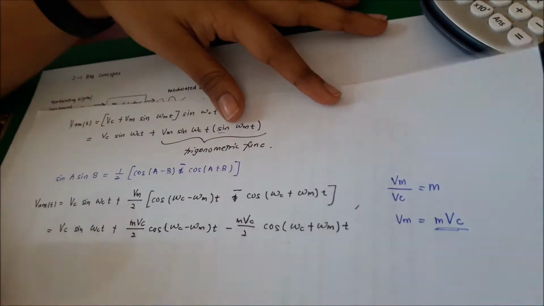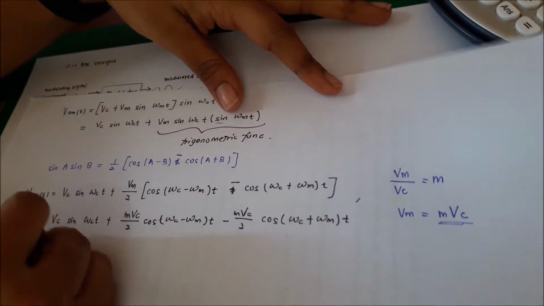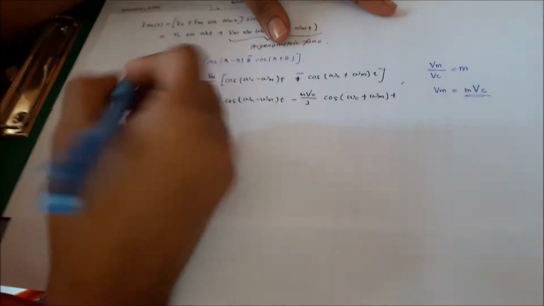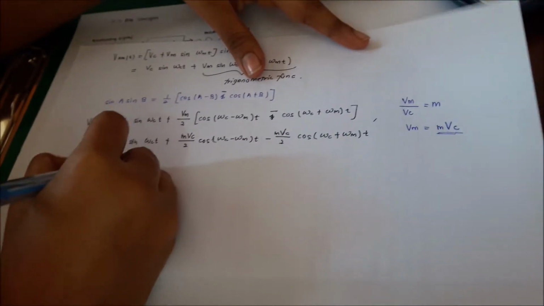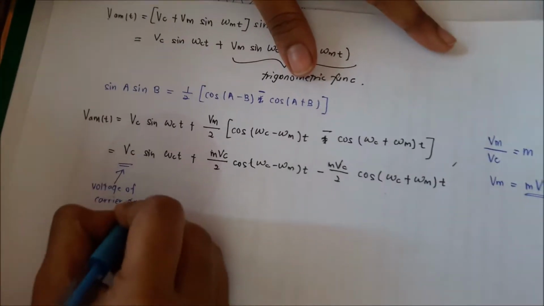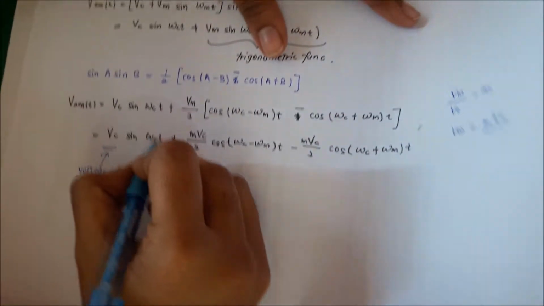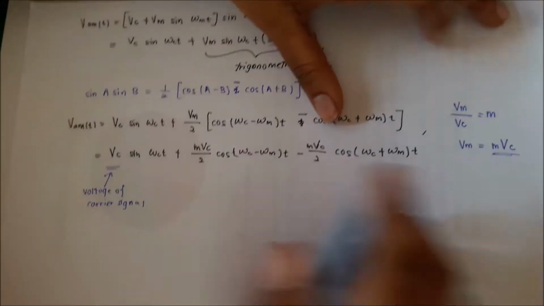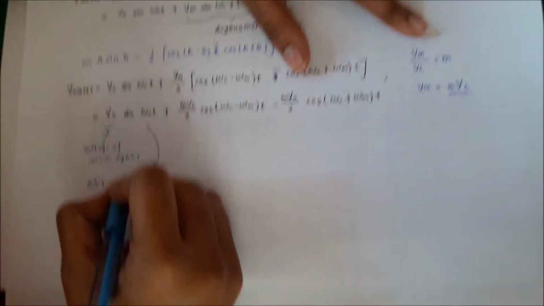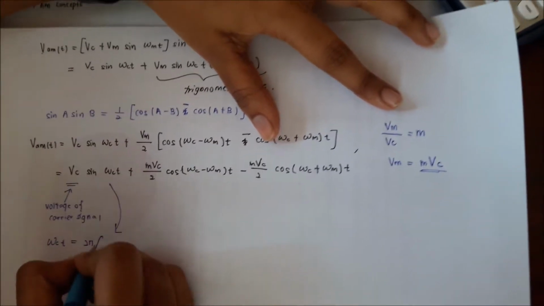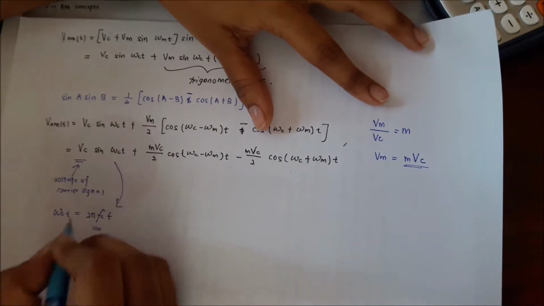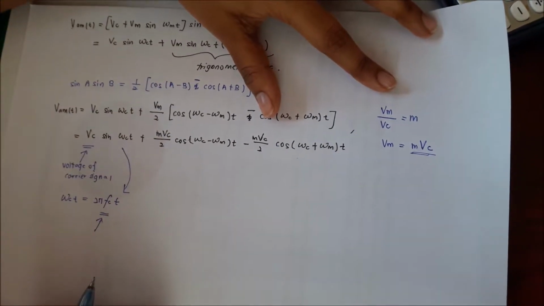If you take a closer look at it, I could actually tell you that this is the voltage of my carrier, the voltage of the carrier signal. And this here I could bring down and express in this way: omega CT, which is equivalent to 2 pi FCT. So therefore I would know the frequency of my carrier from here.